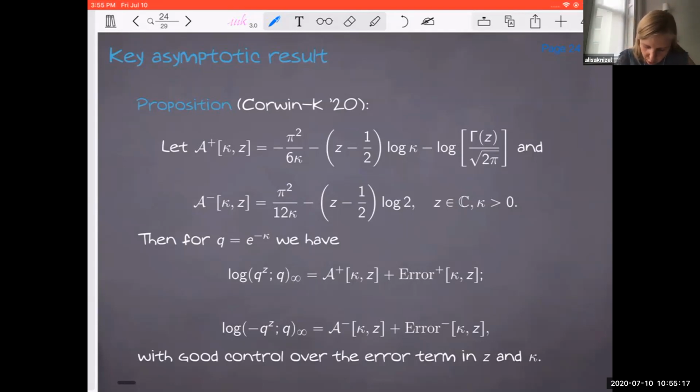Let me introduce two functions, a plus and a minus, depending on kappa and z, written here. If we introduce q to be e to the minus kappa, we then have that as kappa goes to zero, we get the following asymptotic expansions for the logarithms of the Pochhammer symbols. So this type of result was known in the literature. However, for the purpose of our work, we needed a very good control on the error term here, both in terms of z and kappa.